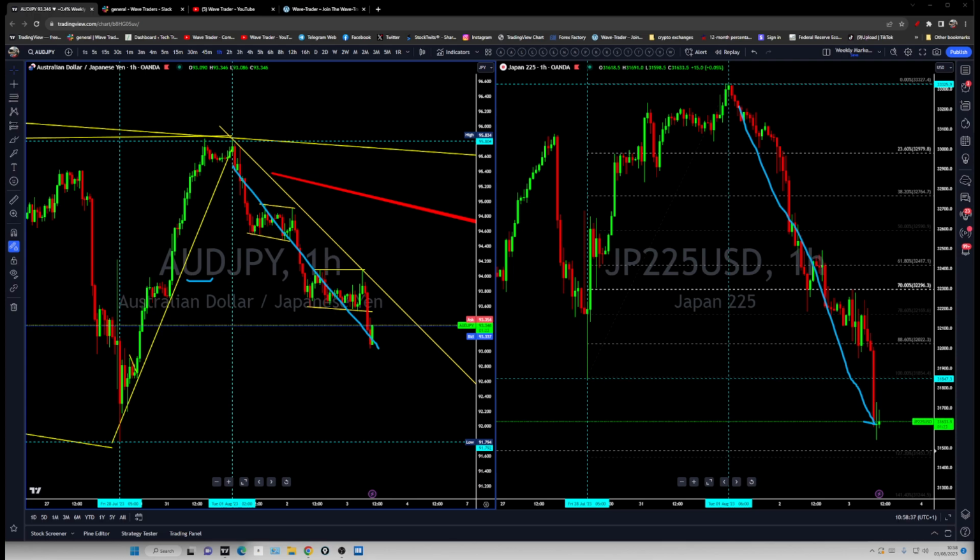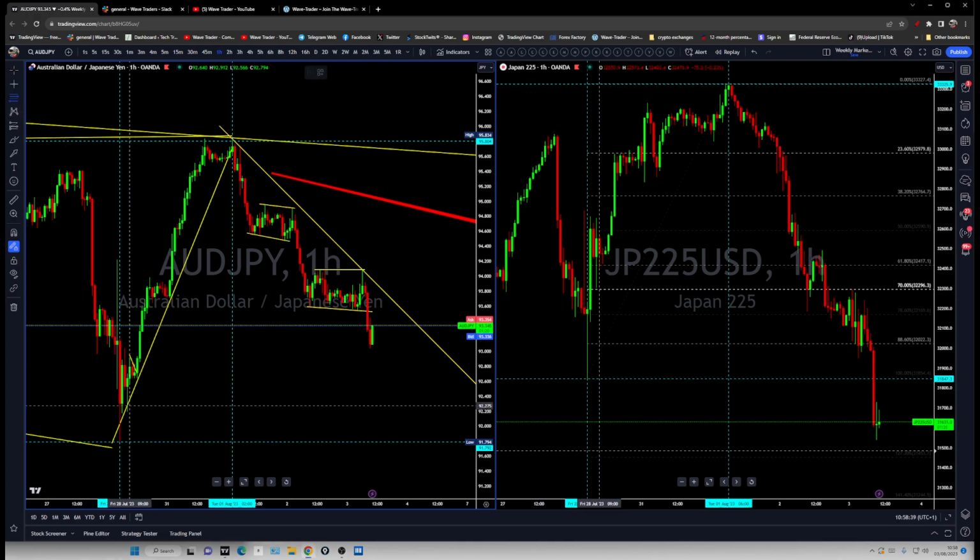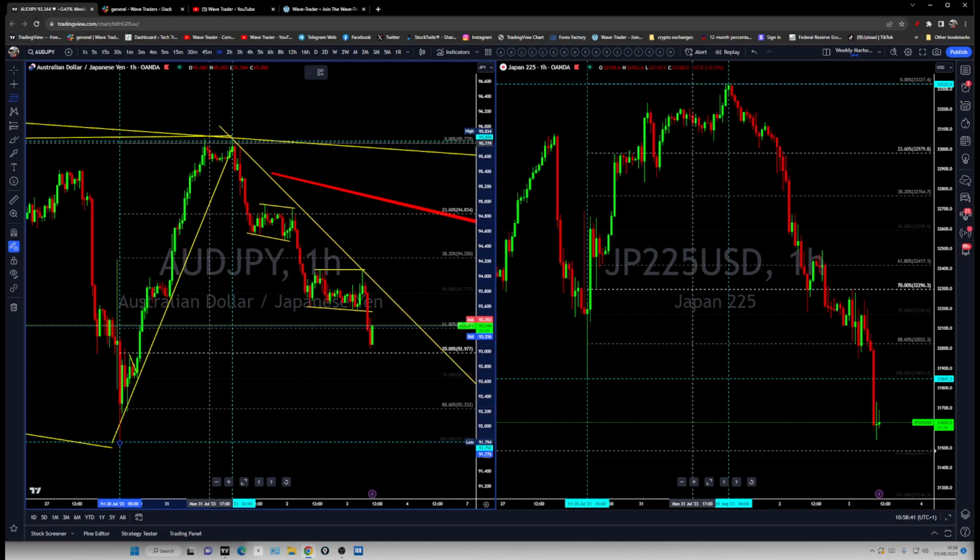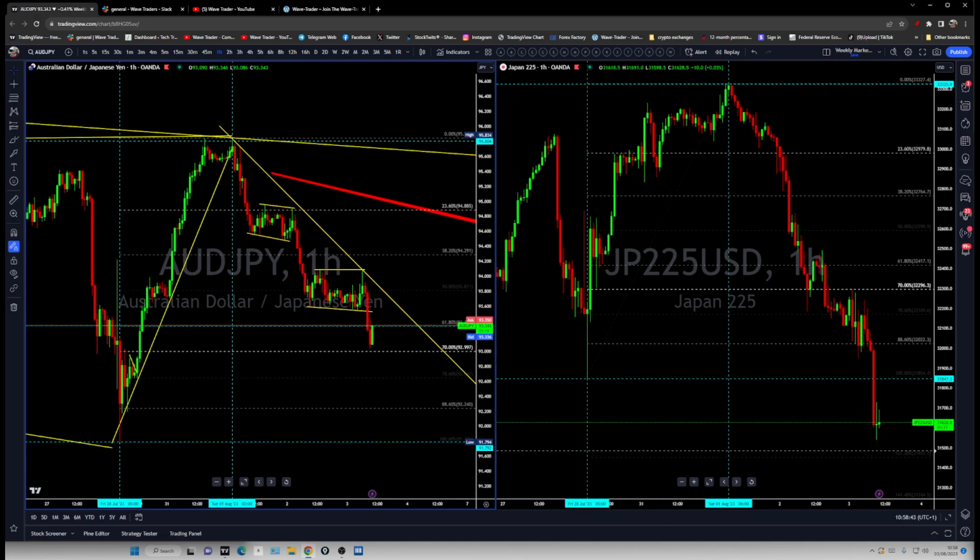If I pull out my fib lines, the Australian dollar against the yen is reflecting that risk off move. We have broken below this 100% retracement, but on the Aussie yen we are still at the 70%, so we may still see more downside on the Australian dollar against the yen. But this is not our trade. The trade is the CAD yen, which is doing good right now.